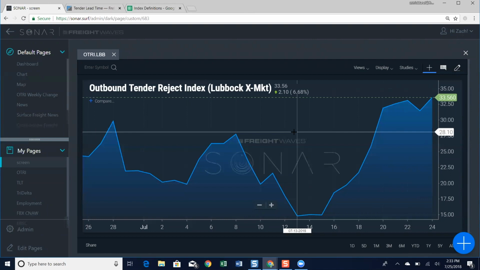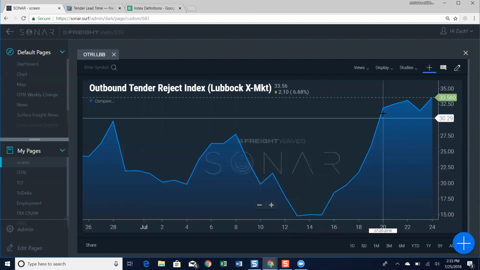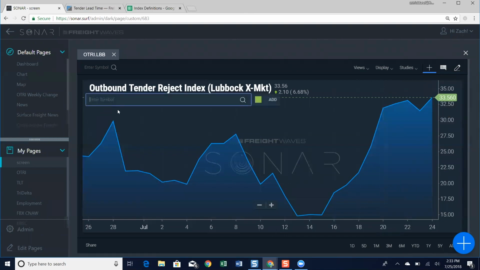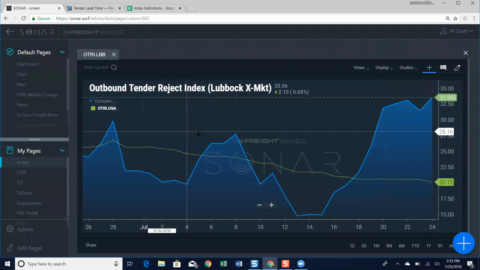Yeah, I mean, you can see here that this thing happens fast. Within a matter of a few days, this area has seen several tender rejections. And I'm going to compare it quickly to the United States. Sometimes this helps give you an idea of how markets relate to the general freight pattern.